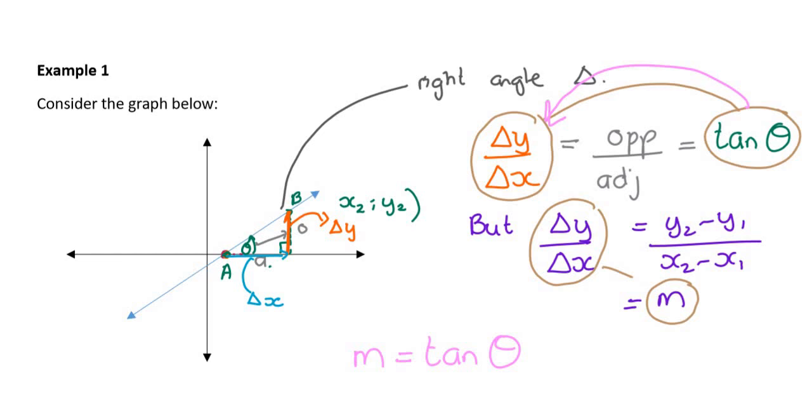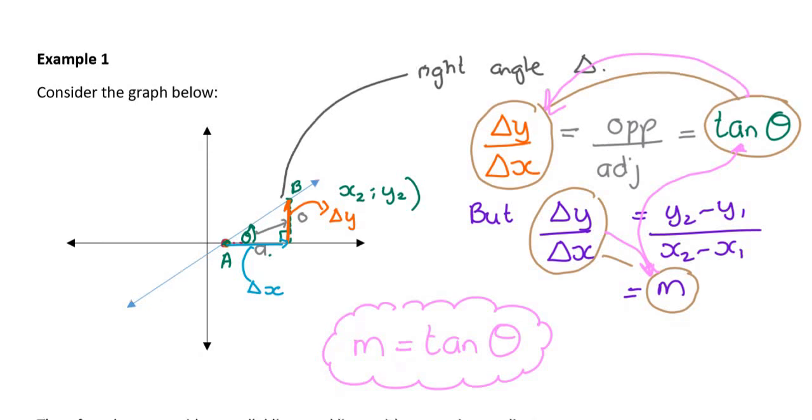But hang on, changing y over changing x is gradient. So actually, your gradient is equal to tan theta. Now that kind of makes sense, that there's a relationship between the angle and the gradient, because the steeper the graph, the bigger the gradient, the bigger the angle. It makes sense that there's a relationship. And so this is the mathematical relationship between m and theta. So if you know the angle of inclination, you can work out the gradient. And if you know the gradient, you can work out the angle of inclination, which is pretty cool.